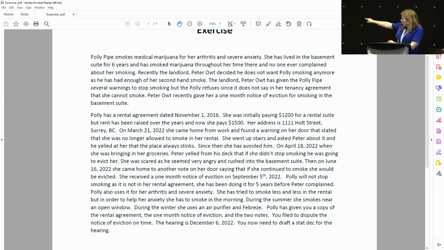So when you say Polly will not stop smoking as it's not in her rental agreement, that's your client. Your client can say that. I know that's an intention, but your client can actually put that in. I'm not going to stop. It's in my rental agreement. There's nothing in my rental agreement that says I can't smoke. So your client can actually say that. So your client's intentions are fine because they know what their intention is. It's when they were referring to other people.